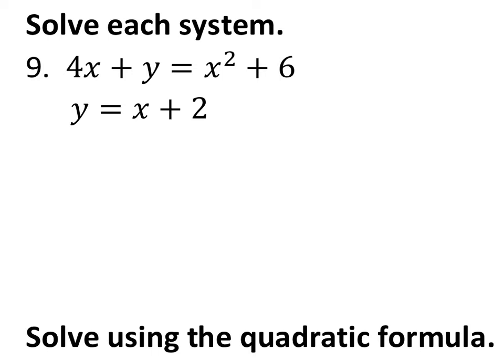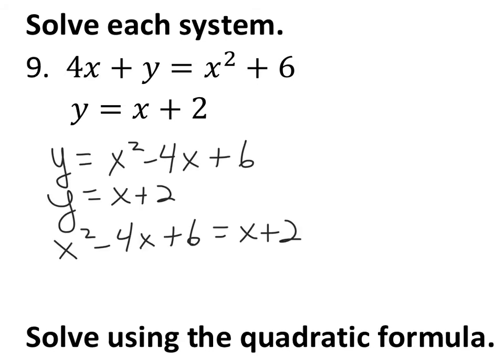First thing we need to do is set these both equal to y, and then we're going to set them equal to each other. So I set the first equation equal to y, and I got y equals x squared minus 4x plus 6. And then here's my second equation. Now I'm going to set these two equal to each other. x squared minus 4x plus 6 equals x plus 2. And now I'm just going to set this equal to 0 and solve for x by factoring.